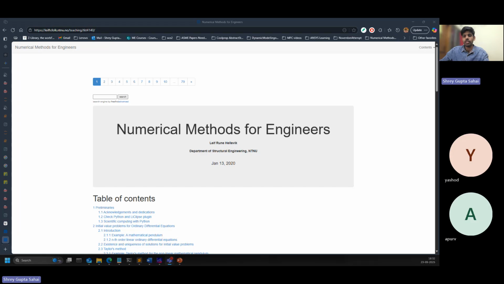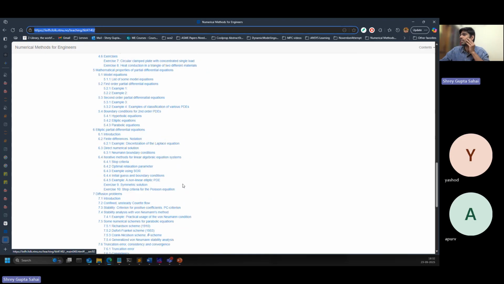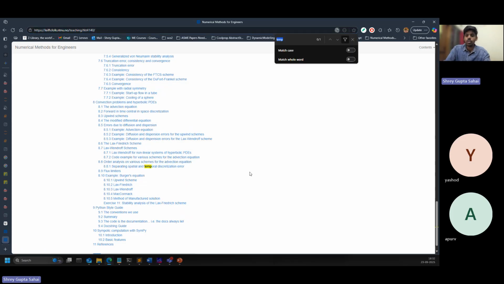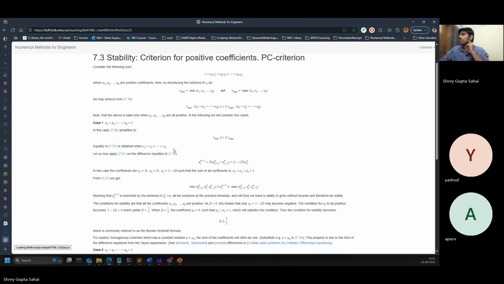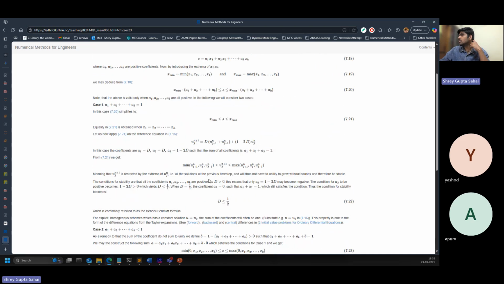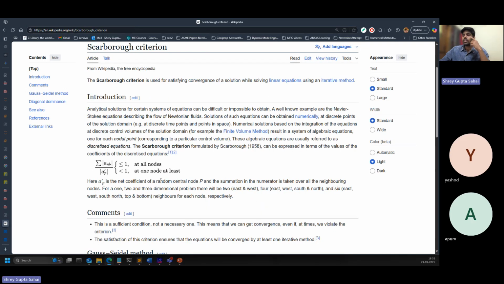If not now, I will definitely discuss the Scarborough criteria, or maybe let's look it up now. Let's try to figure it out now. But before I do that, let me quickly go to the positive coefficient criteria. What does it say? That all the A's should be positive. Actually, there is a nice book from that aspect.